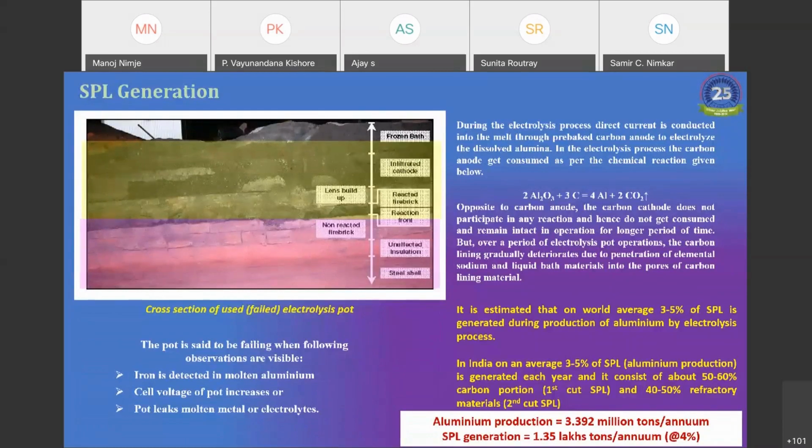The total SPL generation in India is estimated as follows. The total aluminum production in India is about 3.392 million tons per year. Therefore, about 1.35 lakh tons of SPL is generated in India, which is calculated at the rate of 4%, which is a huge amount and requires special attention for storage or disposal due to the significant quantity of hazardous as well as water leachable material.